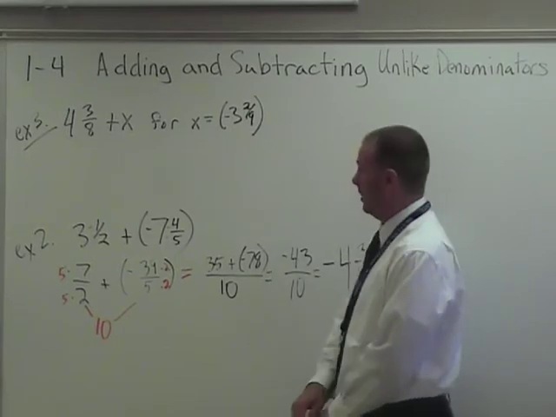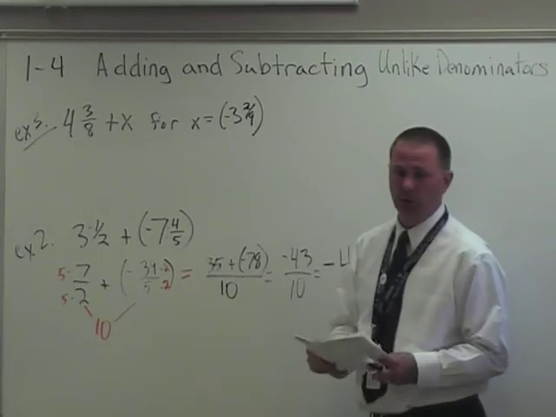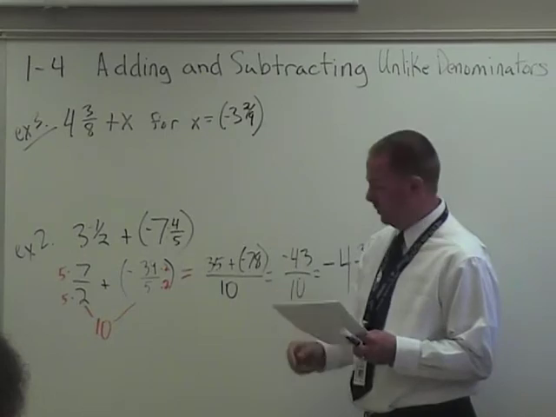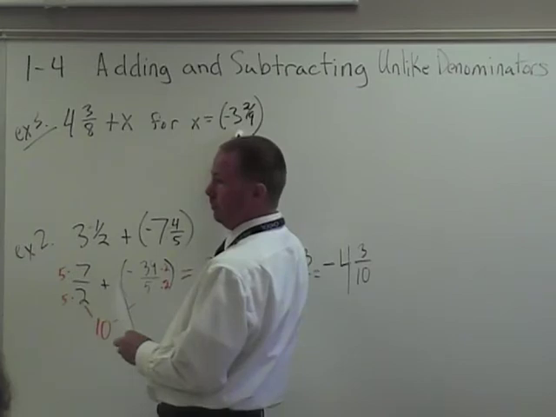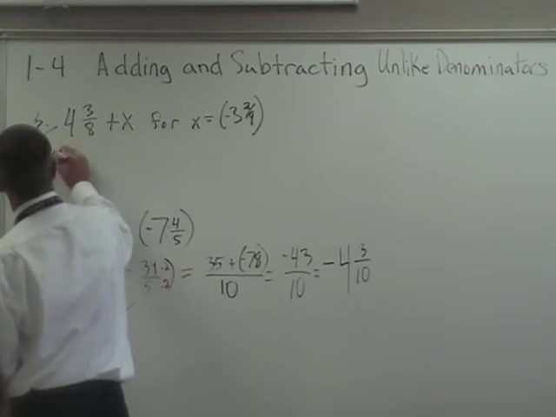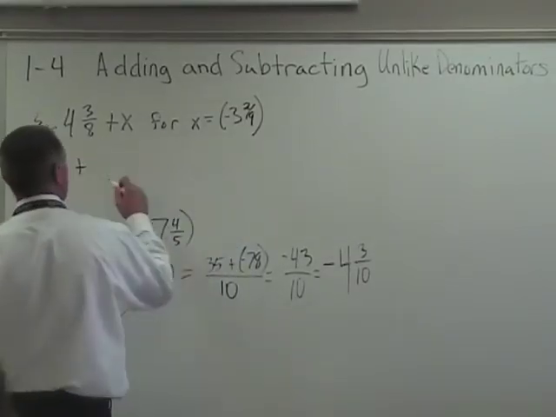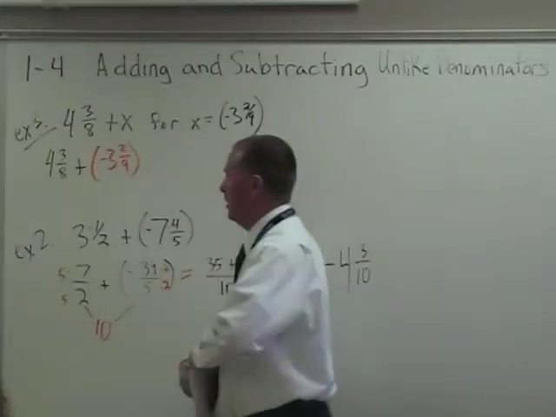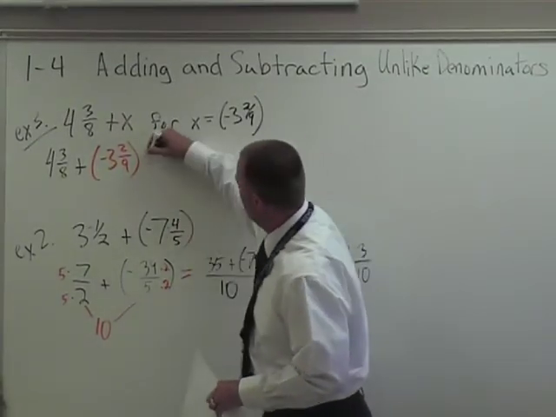Okay? All right. So, on this one, what do I need to do? Quentin? First, you need to find what x is, and it's negative 3 2/9. Yep. So, you rewrite the problem: 4 3/8 plus negative 3 2/9, substituting negative 3 2/9 in for x, right? Yeah, and then you gotta make them into improper fractions. What do you get when you do that? Go ahead and do the problem for everybody.